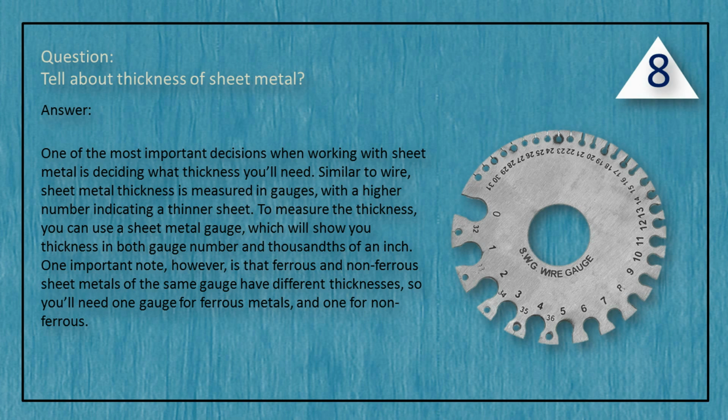To measure the thickness, you can use a sheet metal gauge, which will show you thickness in both gauge number and thousandths of an inch. One important note, however, is that ferrous and non-ferrous sheet metals of the same gauge have different thicknesses, so you'll need one gauge for ferrous metals and one for non-ferrous.